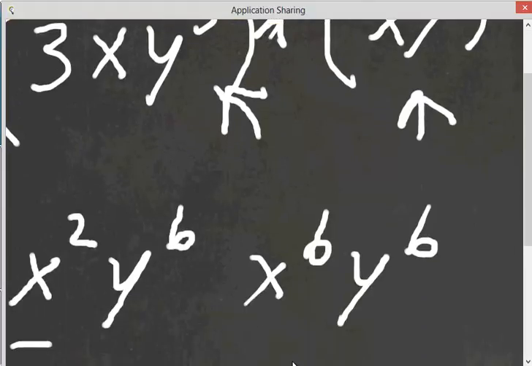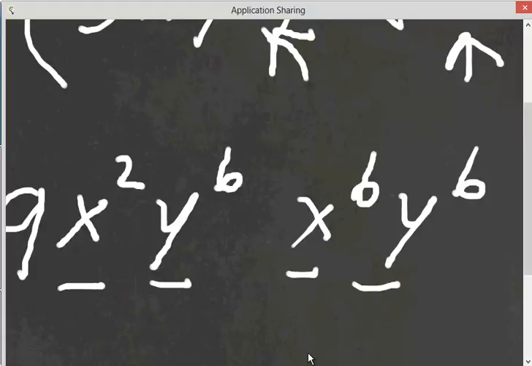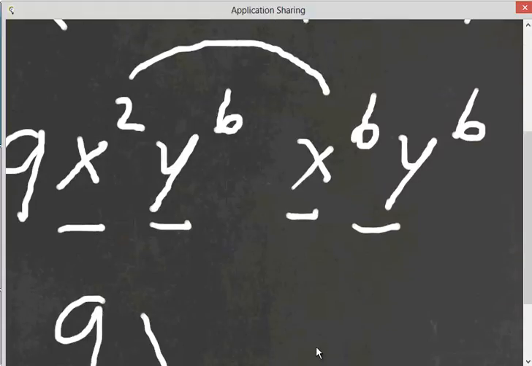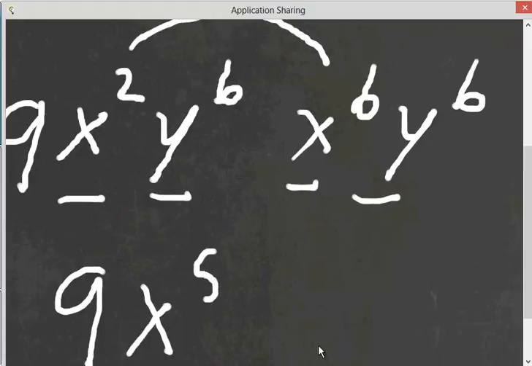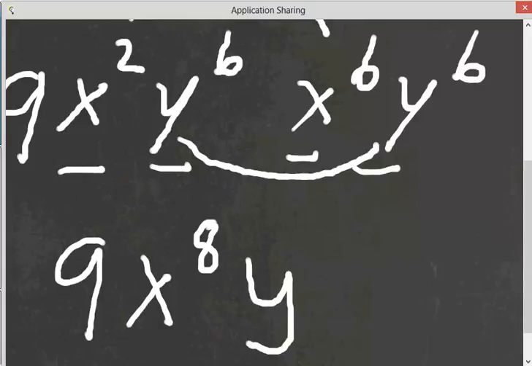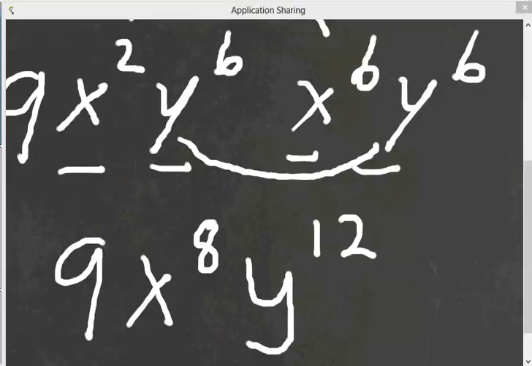But now we have these like terms that we have to combine. So we have the x's, x squared times x to the 6th here. Now we're just going to add those exponents. So we get 9, x to the 8th. And now we're going to do the y's, y to the 6th times y to the 6th. Again, it's not being raised to a power, so now we're just going to add those exponents. So there you have it. That's all we're going to do for now. It's just an example of what the kids get to see.